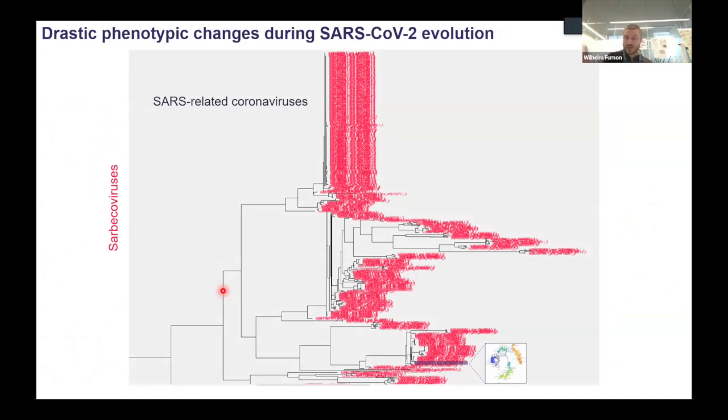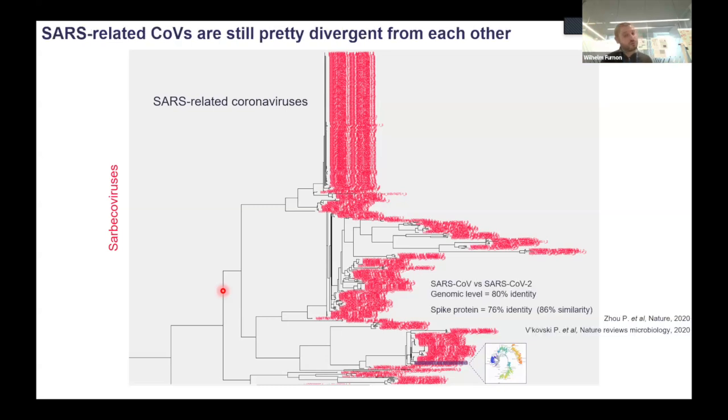So all these guys are actually there, but they are similar in some ways, but they're also pretty distant. Let's not forget that between SARS-1, the original one, and SARS-CoV-2, there is only about 80% identity, and at the spike protein in terms of amino acid, it's only 76% identity or 86% similarity. So it's close, but it's actually pretty distant. And we could see that they behave completely differently. So we should not assume that all the sarbecoviruses will behave the same. I don't think that will be the case.